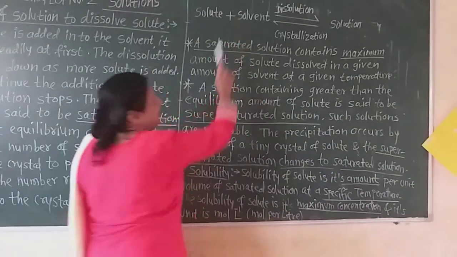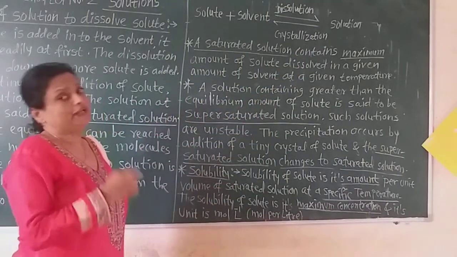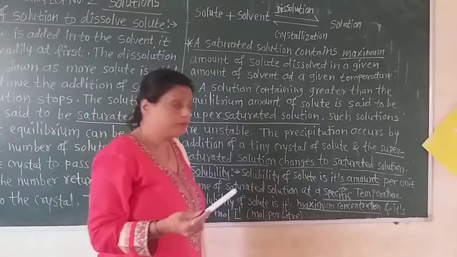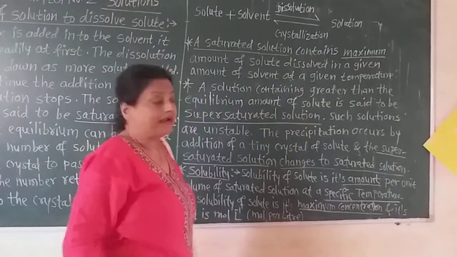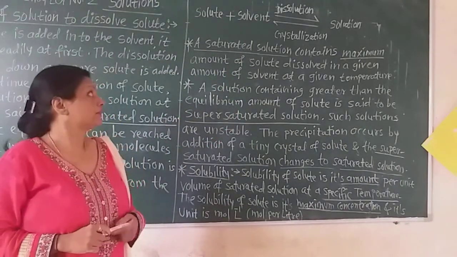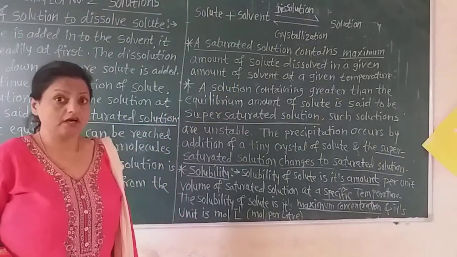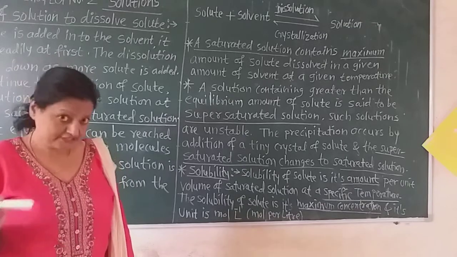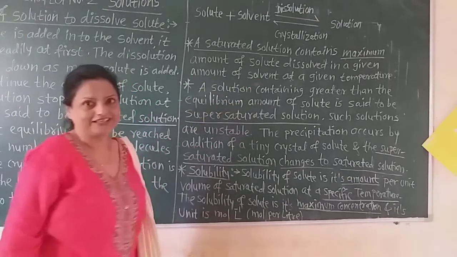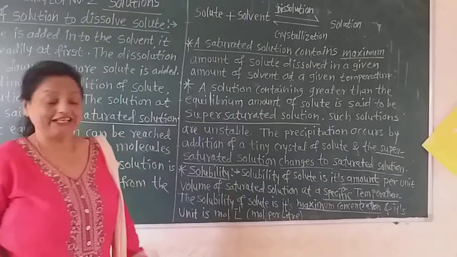When a solute is added into the solvent, it first dissolves to give the solution. If we continue the addition, the solute particles get crystallized out, and again the solute and solvent reach an equilibrium. Now a saturated solution stops the addition of the solute. Further, that saturated solution contains the maximum amount of solute dissolved in a given amount of solvent at a given temperature.